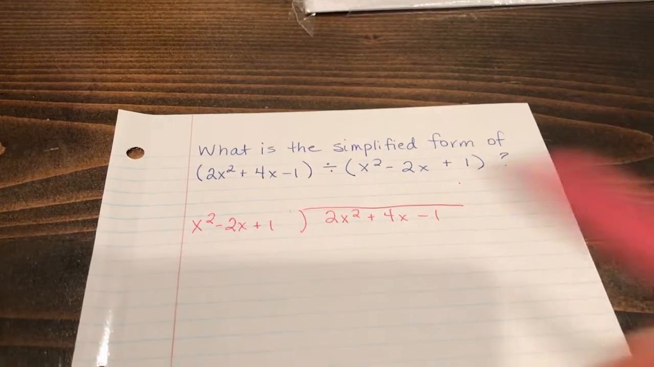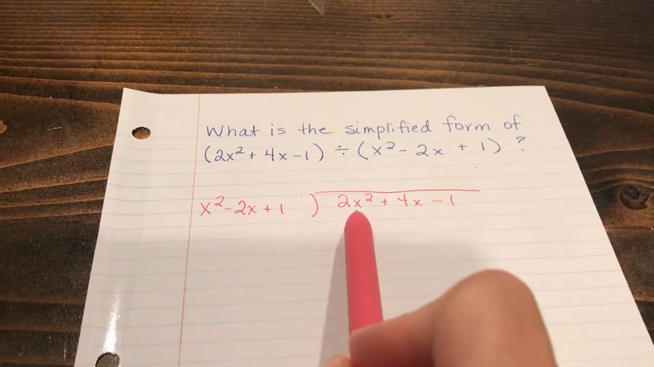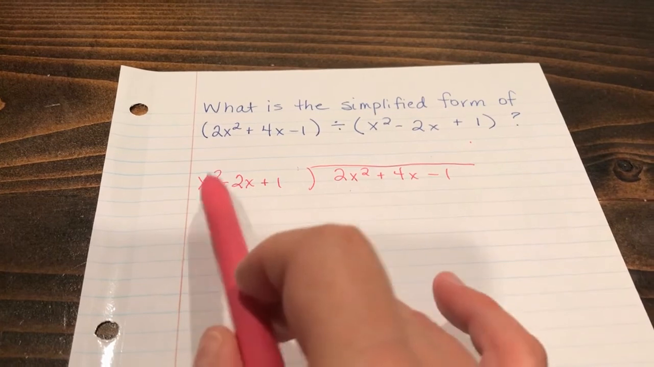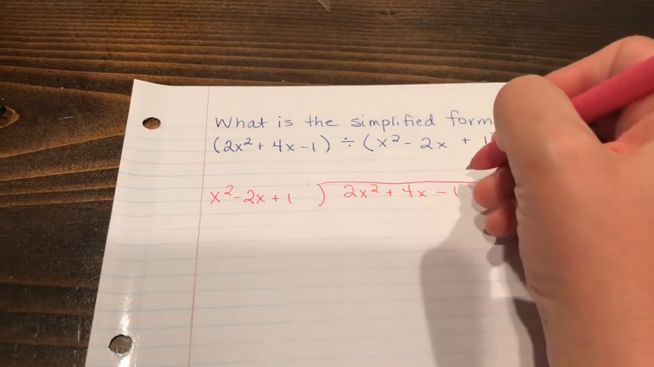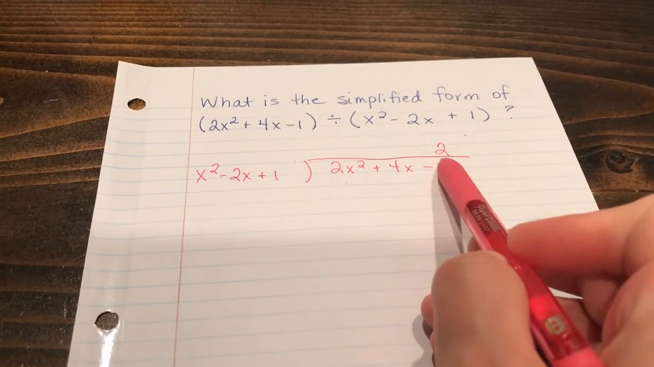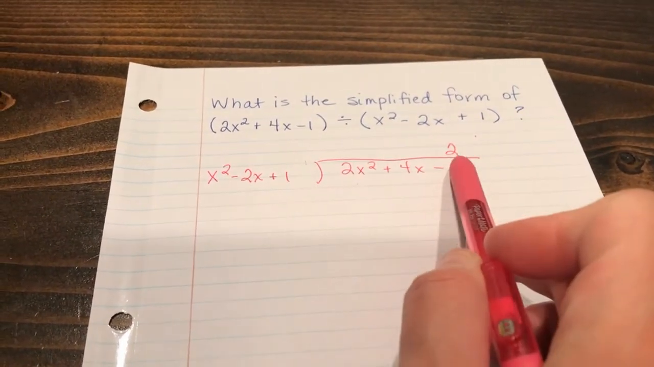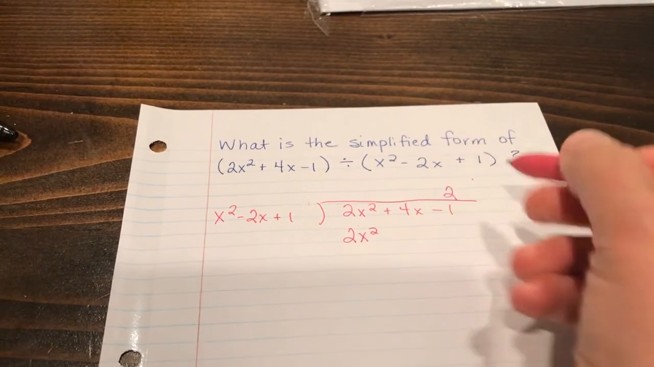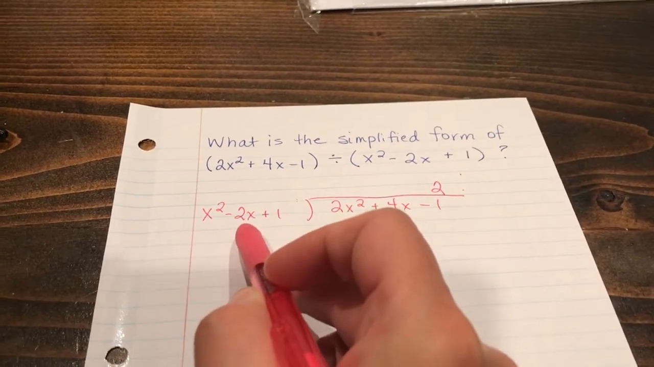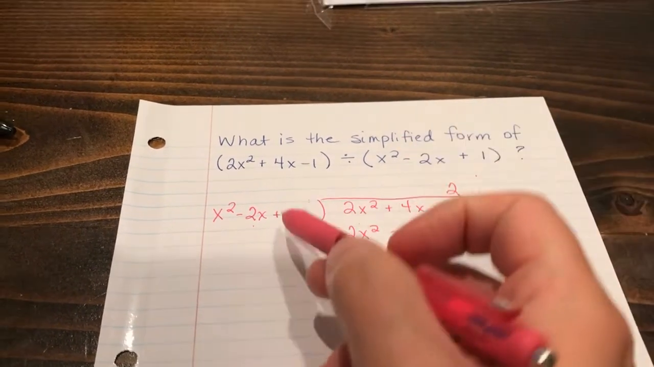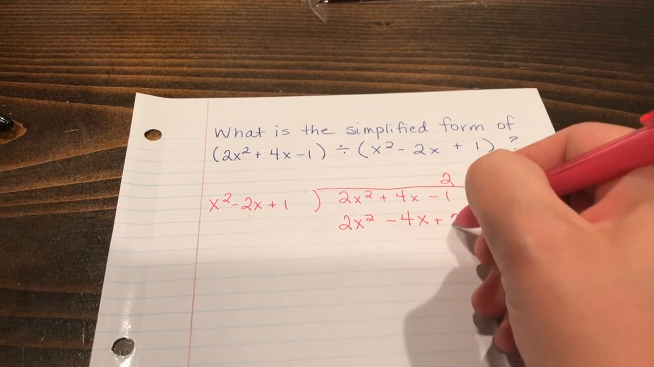So now I ask myself, okay, what times x squared would give me 2x squared? Well, that's pretty simple because 2 times x squared would give me 2x squared. So I'm going to put the 2 here. Now, I need to multiply this 2 times the expression. So 2 times x squared would give me 2x squared. 2 times negative 2x would give me negative 4x. And 2 times 1 would give me 2.